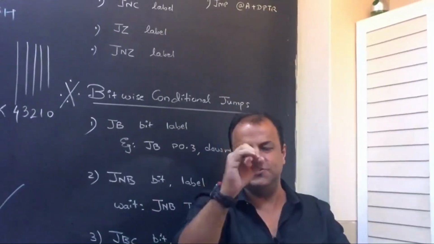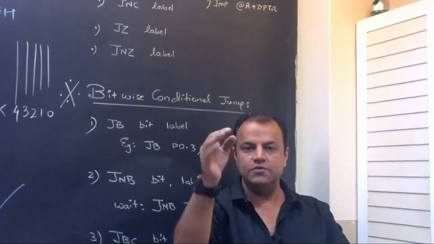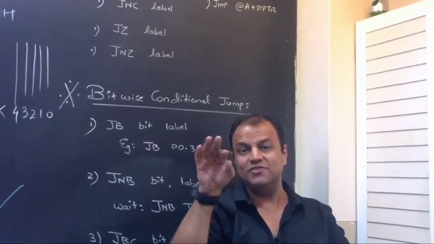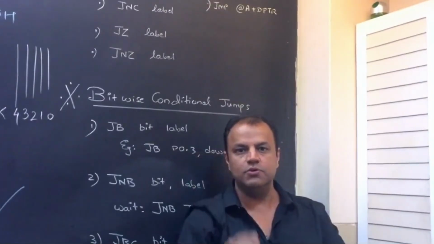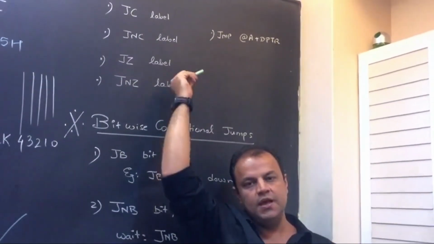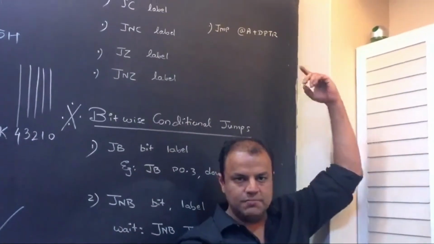If the A register is 0, JZ means jump if 0. So if A is 0, it will jump to the label. If A is not 0, it will go ahead. Similarly, JNZ, jump if not 0. If A is not 0, it will jump to the label. Otherwise, we'll go to the next instruction. So basically, the difference between JC, JNC and JZ, JNZ is these two check the carry flag, these two check the accumulator.